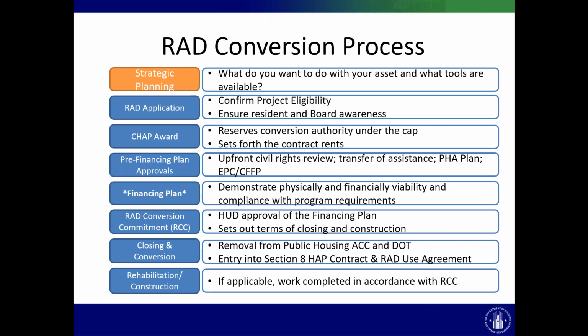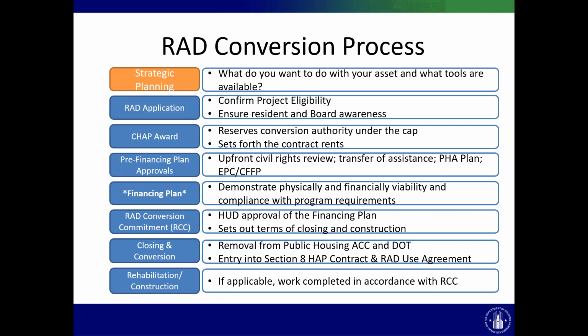The PHA and its counsel submit a closing package of draft documents, HUD reviews and approves, and everybody moves towards closing, which entails removing the units from the public housing ACC by taking them out of PIC and releasing the public housing declaration of trust. That is then replaced with a Section 8 HAP contract and a RAD use agreement recorded at the property. And it's at this point that any construction financing closes as well.